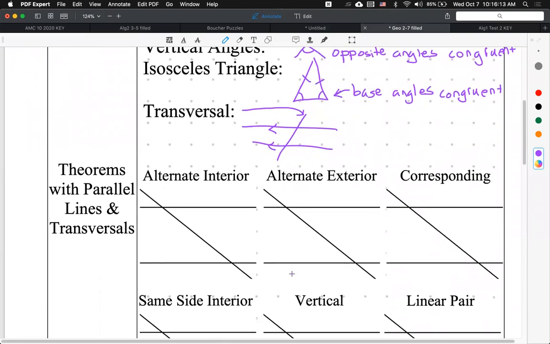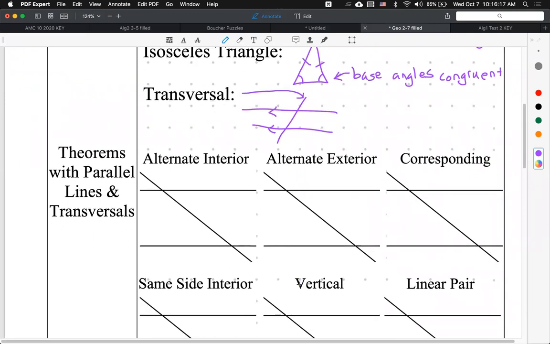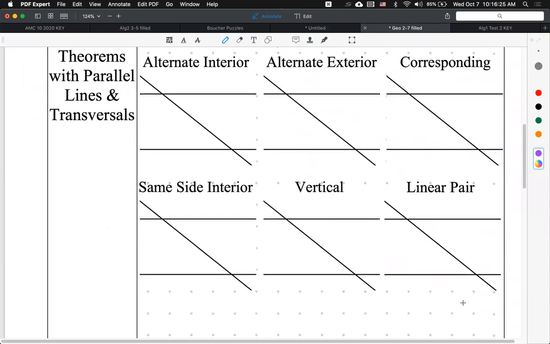So there's a bunch of different theorems that you can use. Some of these you've already seen definitions for, like you know what the definition of vertical angles and linear pair are. And yeah, so we can maybe do those first. Vertical angles.